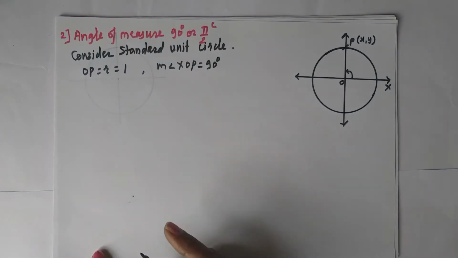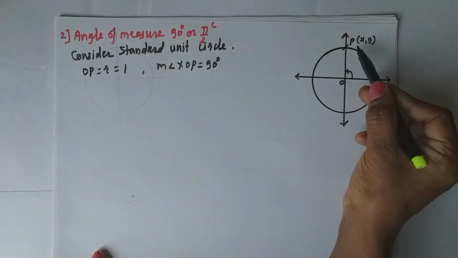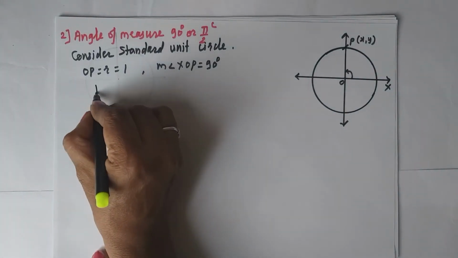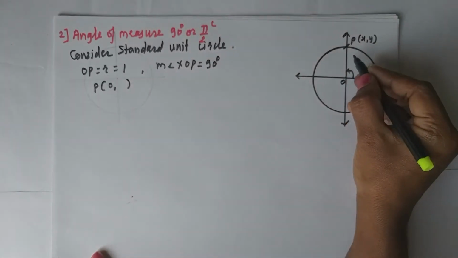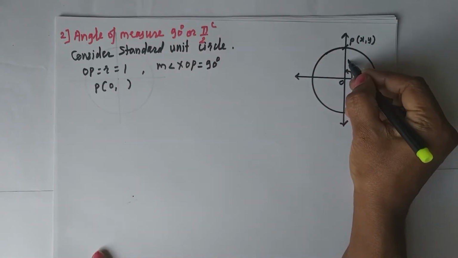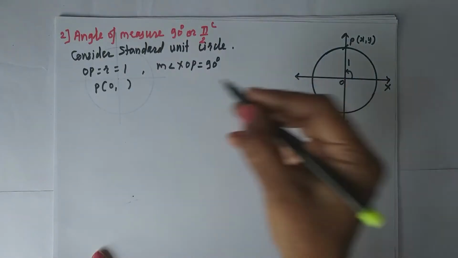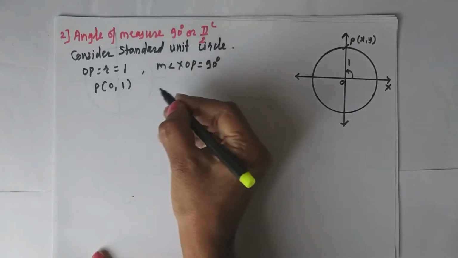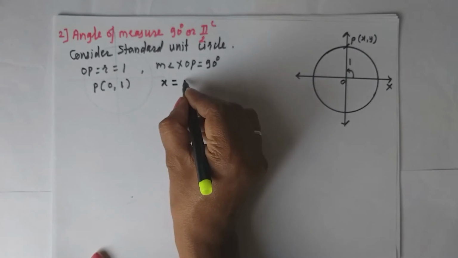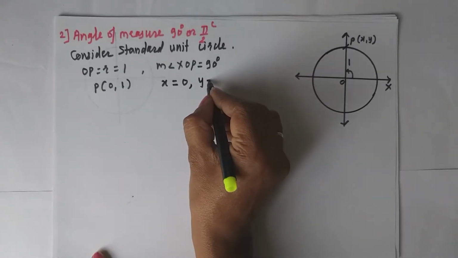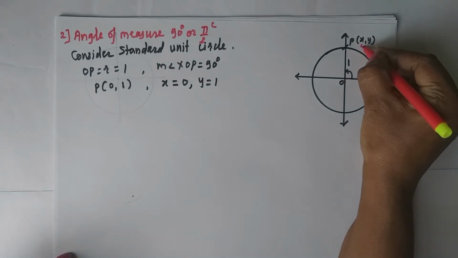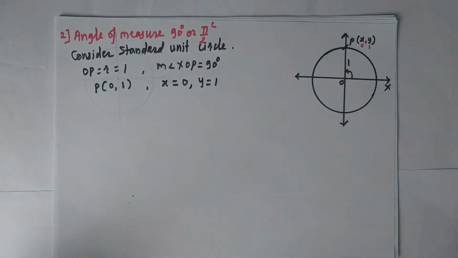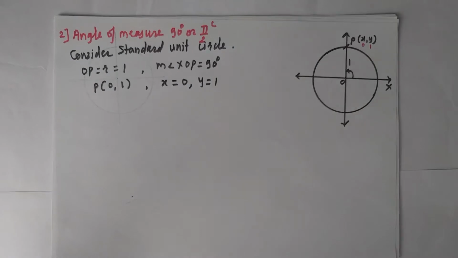Now here point P lies on y-axis. Then what will be coordinates of point P? Its x coordinate will be 0, as this distance OP is nothing but radius. It is 1, means y coordinate is 1. Means we have got here value of x 0 and y 1, because point lies on y-axis.